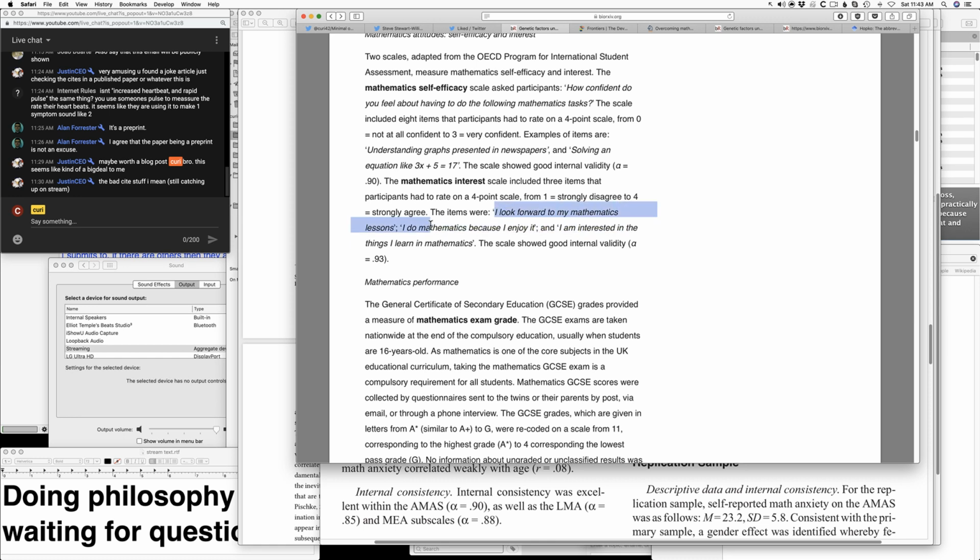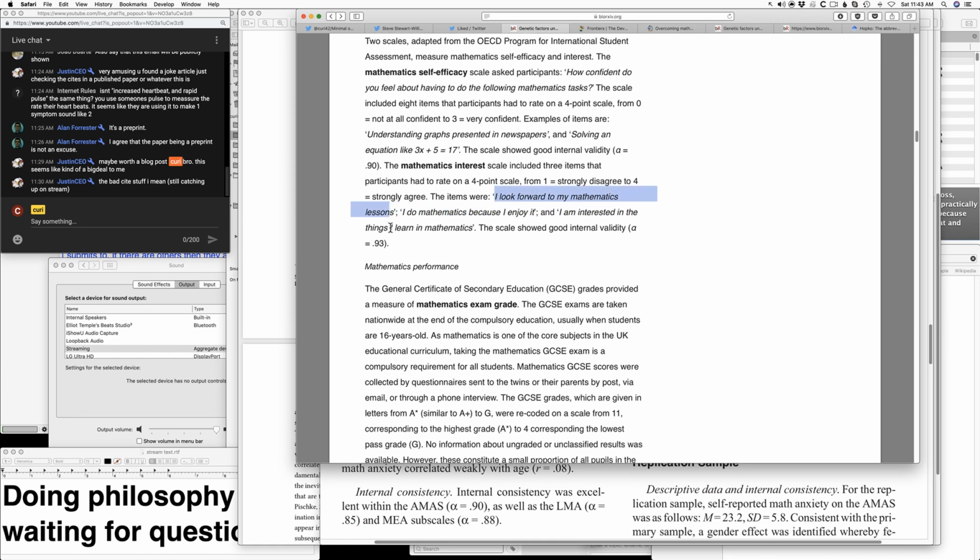I look forward to my mathematics lessons. By the way, the previous one was a 4-point scale from 0 to 3, and now we have a 4-point scale from 1 to 4. And they're just randomly changing it, like 0 to 3, 1 to 4. Why change it? And honestly, if you're dealing with people with math anxiety, why the fuck would you use 0-based counting? That makes no sense. Asking them to deal with 0 when they're math anxious, or a bunch of them are or something, like why would you do that? Just let them deal with normal 1-based counting.